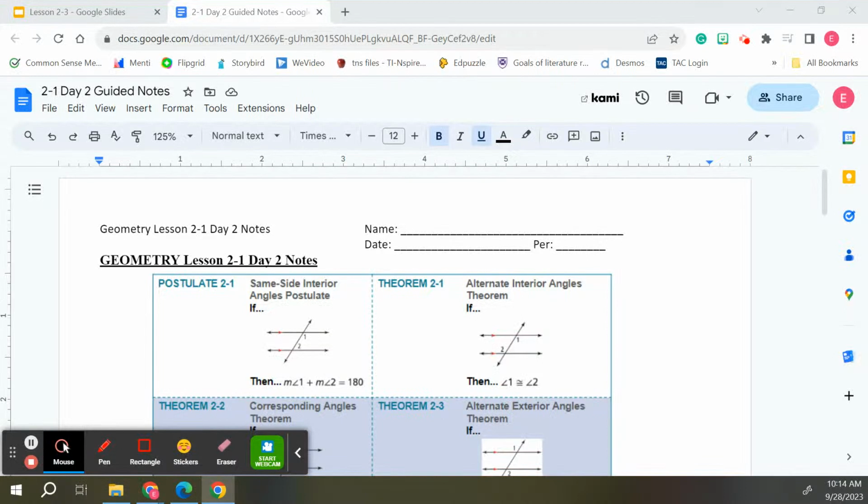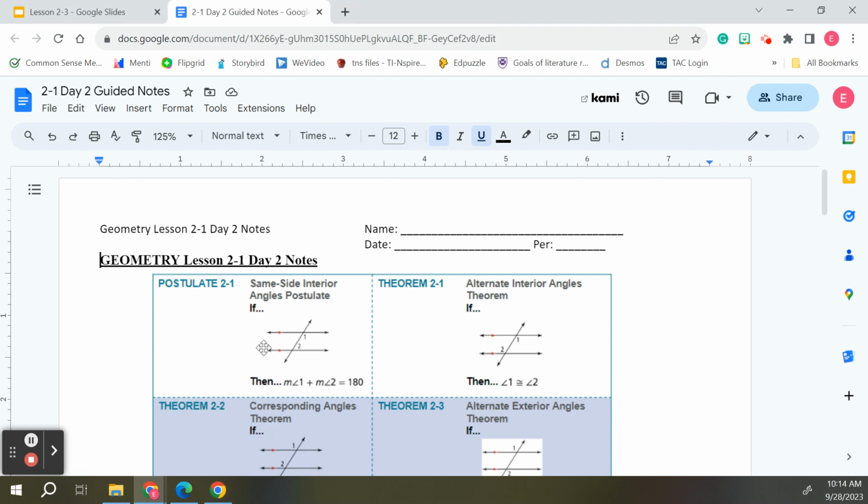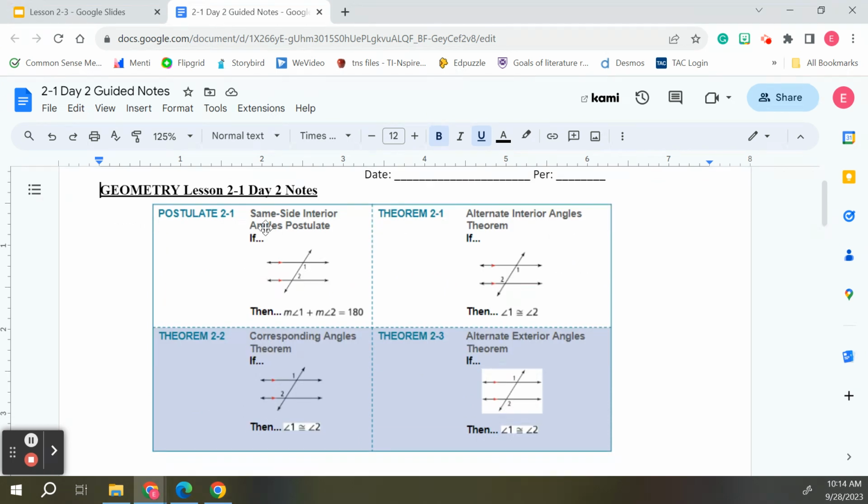Okay, so these day two notes have the postulates and the theorems as a review. Remember yesterday we talked about the same side interior angles postulate, where the two angles on the same side of the transversal add up to 180 degrees. We also have the alternate interior angles theorem, where if we're in between the two parallel lines, on opposite sides of the transversal, those angles end up being congruent.